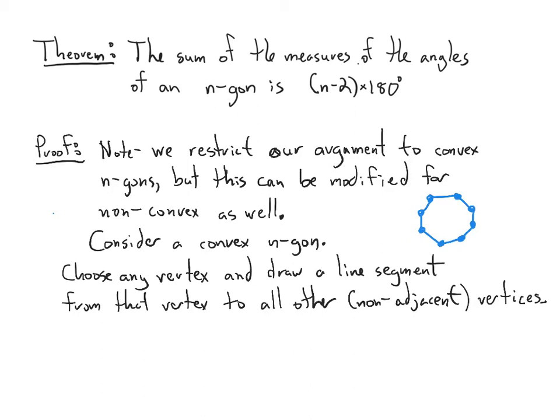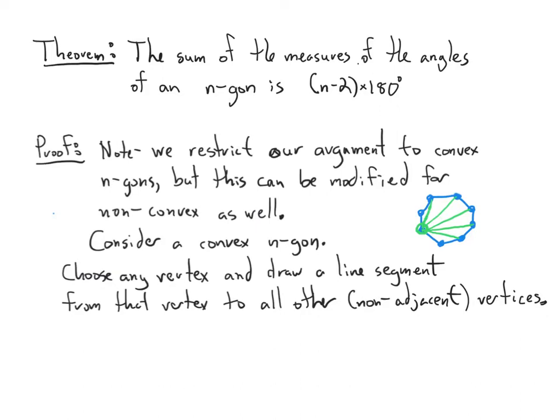And the reason I said non-adjacent is, let's say this is our chosen vertex, doesn't matter which one you choose, just choose one of them. These two are the adjacent vertices, and there's already a line segment connecting them, so I am not going to deal with them, just the non-adjacent ones. So I am going to draw a line segment from every non-adjacent vertex to our chosen vertex here.